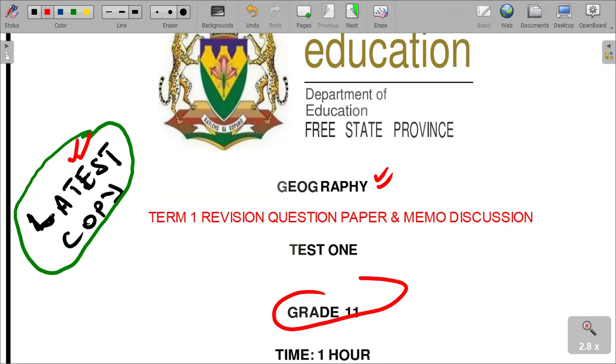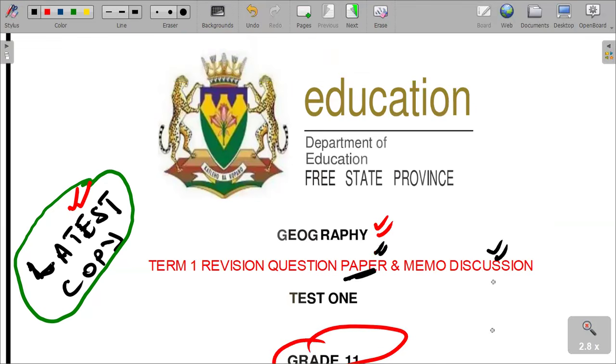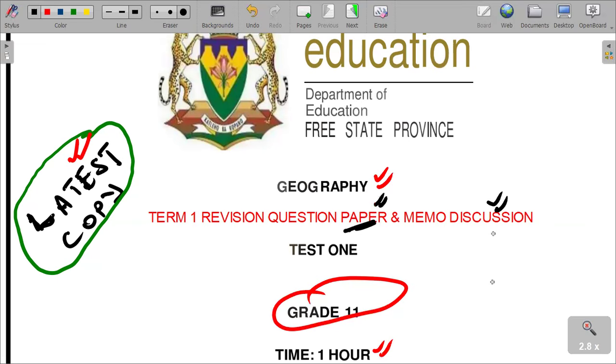It is grade 11. And note again that if you're going to write this paper, you should take at least 1 hour. In this case we are going to do the paper and also discuss answers, the most suitable answers for those questions. So please kindly follow and let's revise together. Let's ensure that we are ready.